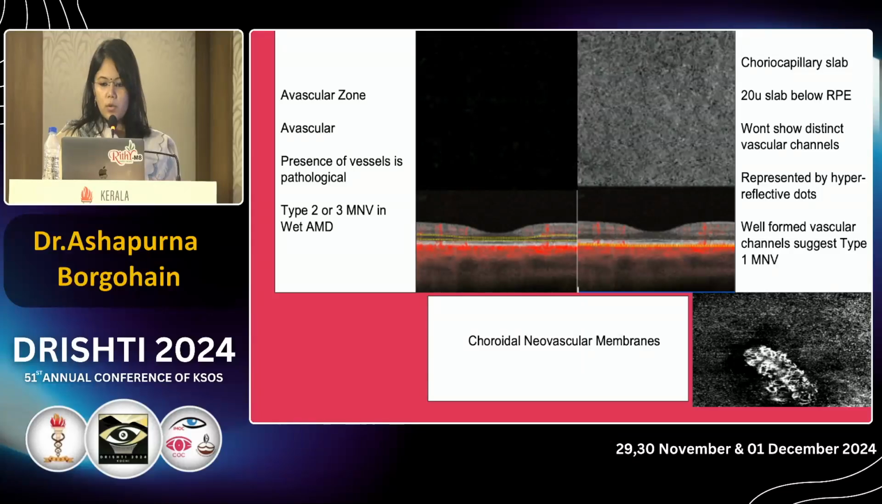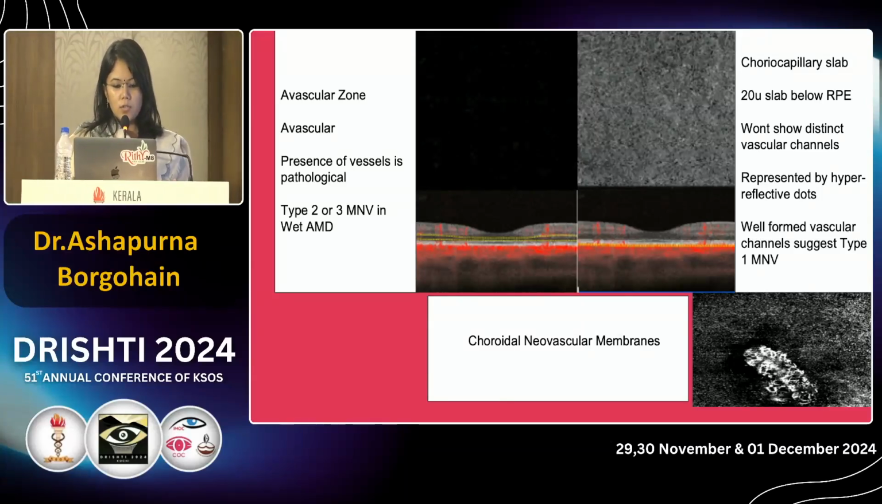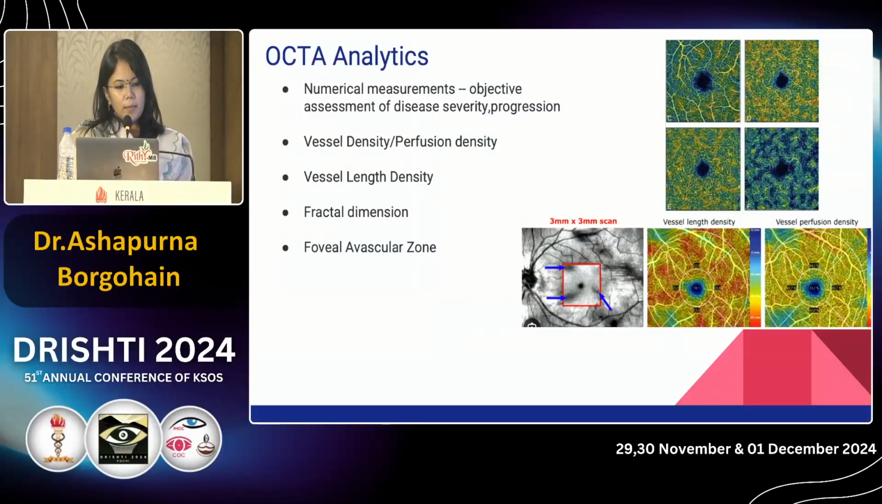The avascular zone and choriocapillaris slab usually do not show any vascular channels. Anything there is pathological. These two slabs help us pick up choroidal neovascular membranes. A little bit about OCTA analytics. OCTA also gives us some numerical measurements which help to objectively assess disease severity and progression, and also help in documentation and follow-up of a disease.